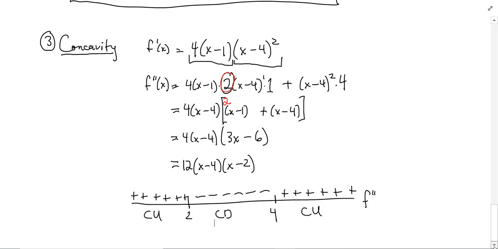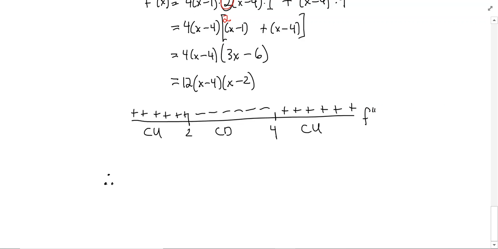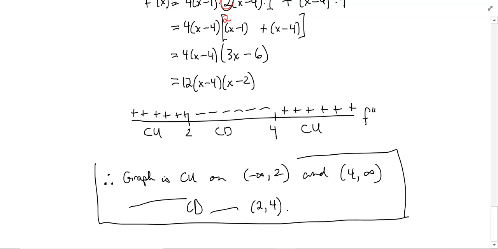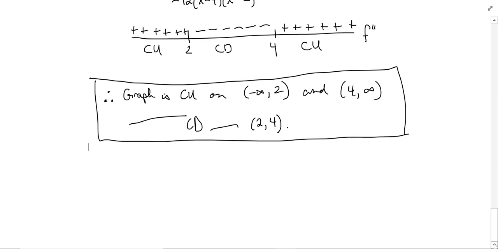Okay, all right, so let's catalog that information. The graph is concave up on 2 intervals, negative infinity to 2 and 4 to infinity. And the graph is concave down on the interval from 2 to 4. Let's put a box around that and keep track of it. That's going to inform us as to how to draw the graph of this function.